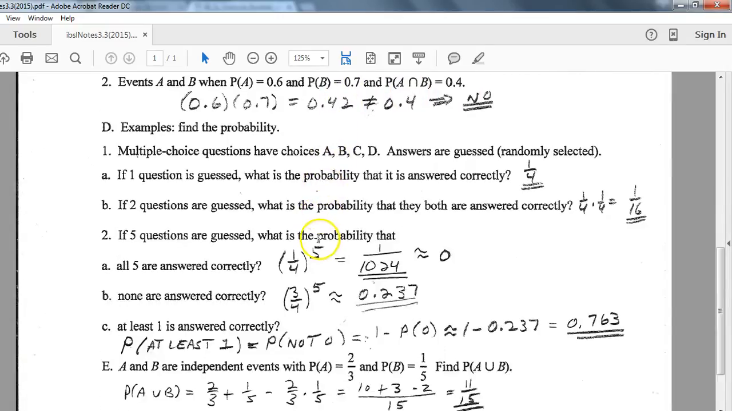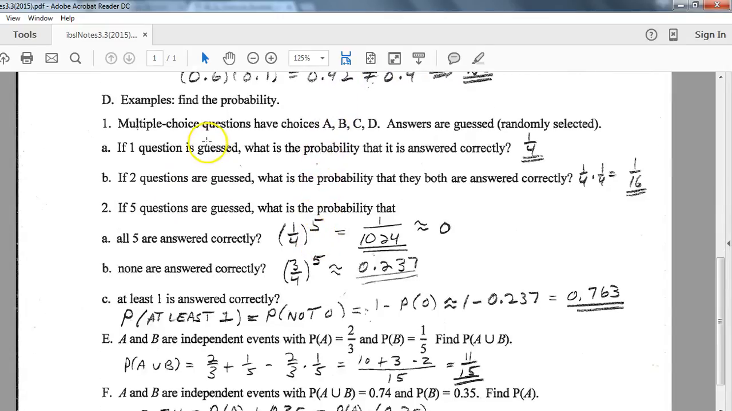A couple examples to go further. So you've got multiple choice questions, and they have 4 responses each. So the probability, if I just guess on a question, what's the probability that I get it right?